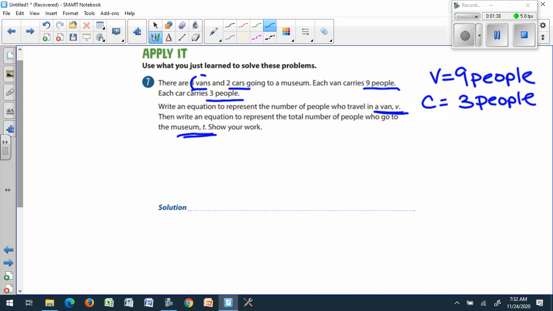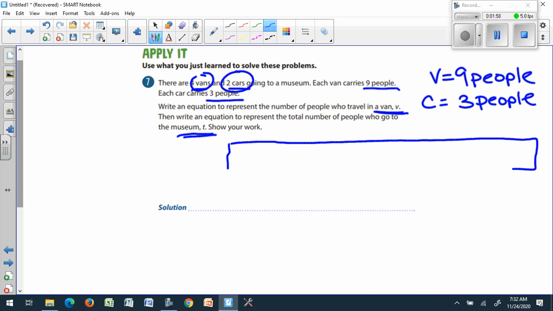Okay, and then I have 4 vans and 2 cars. You can mark up your problem exactly like I'm doing. That helps you make sure you understand what it's asking you. Okay, before I write my equation, I want to make sure that I'm really clear on my answer. And I would like to draw a picture for this. I'm going to draw a bar diagram. You could draw vans and cars, absolutely. I am not a good drawer, so I'm not going to do that.